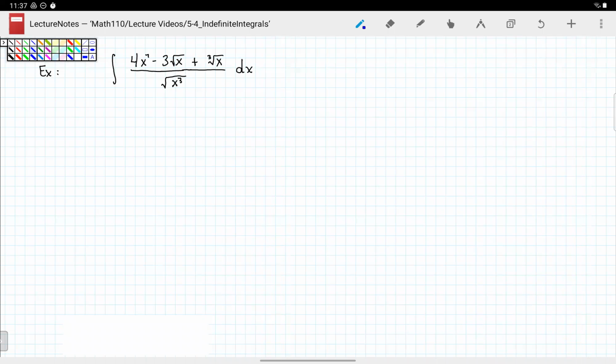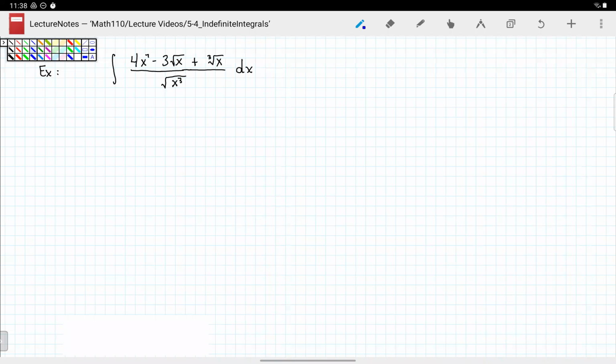So when you're doing anti-differentiation, there is no product rule or quotient rule for anti-differentiation. The process you go through for anti-differentiation is basically find ways to rewrite the integrand so that it looks like something that you know how to take the antiderivative of.